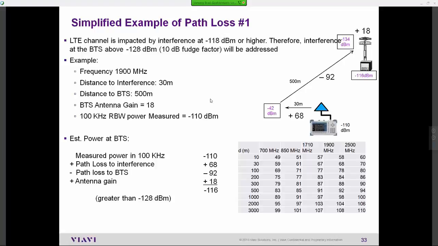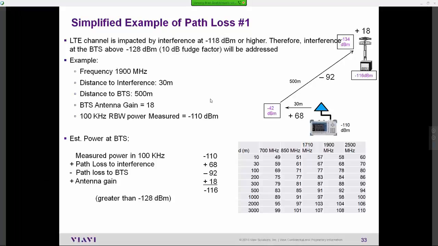In this case, the LTE channel is impacted by an interferer at minus 118 dBm or higher. Therefore, at the BTS, above 128, we added a 10 dB fudge factor. We're basically looking for anything that's within 10 dB of that negative 118 dBm, because that is, in fact, our Boltzmann constant starting point. So we're going to look for anything that's above negative 128 dBm.